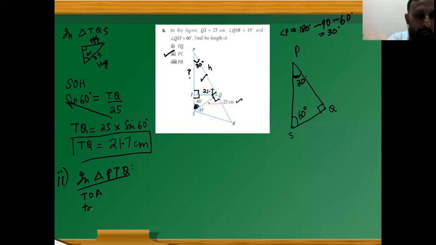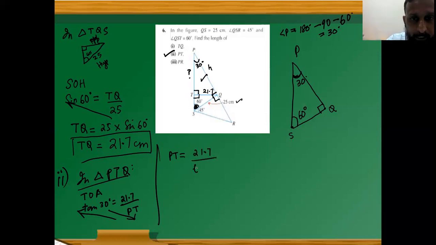Tangent of the acute angle, that is the angle we just found, 30 degrees, is equals to opposite 21.7 upon the unknown side, PT. TOA: tangent 30 degrees is equals to opposite, that is 21.7, divided by PT, that is the adjacent side which we need to find. Now cross multiply PT on that side and tangent 30 on this side so that we can get our answer, boys and girls. PT is equals to 21.7 divided by tangent 30 degrees.